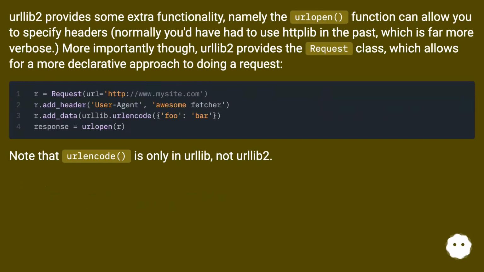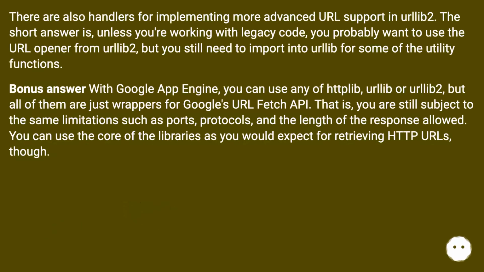Urllib2 provides some extra functionality, namely the urlopen function can allow you to specify headers. Normally you'd have had to use urllib in the past, which is far more verbose. More importantly though, urllib2 provides the Request class, which allows for a more declarative approach to doing a request. Note that urlencode is only in urllib, not urllib2. There are also handlers for implementing more advanced URL support in urllib2. The short answer is, unless you're working with legacy code, you probably want to use the URL opener from urllib2, but you still need to import urllib for some of the utility functions.